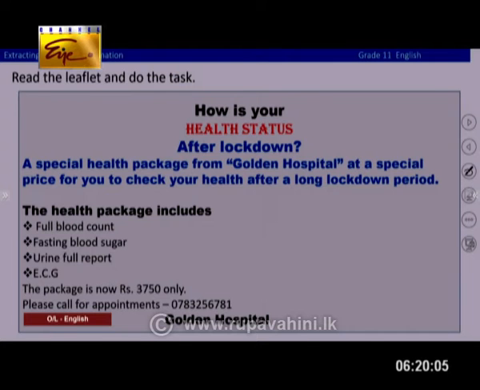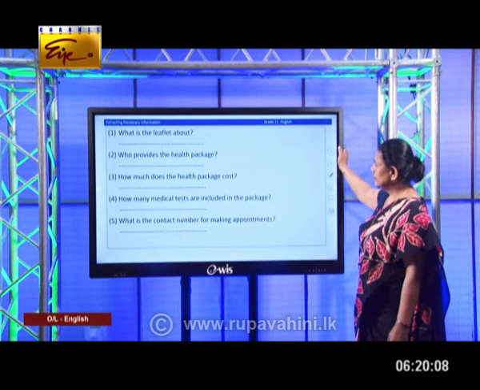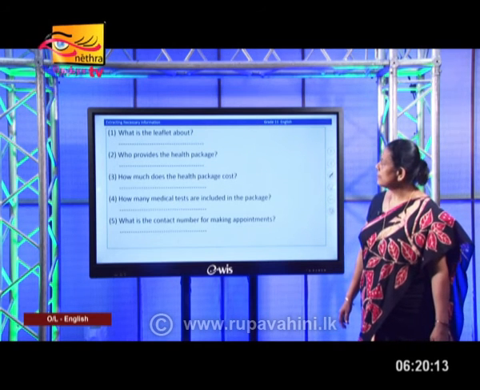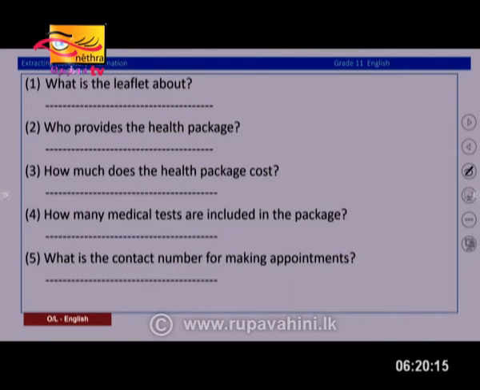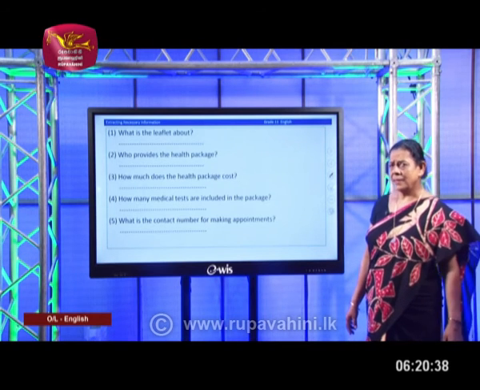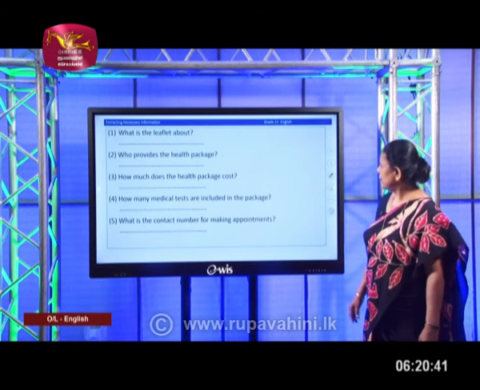Shall we move to the activity? Yes, again you have to answer WH questions. Read the first one. What is the leaflet about? Who provides the health package? How much does the health package cost? How many medical tests are included in the package? What is the contact number for making appointments? Right? Start answering. Quickly write the answers.